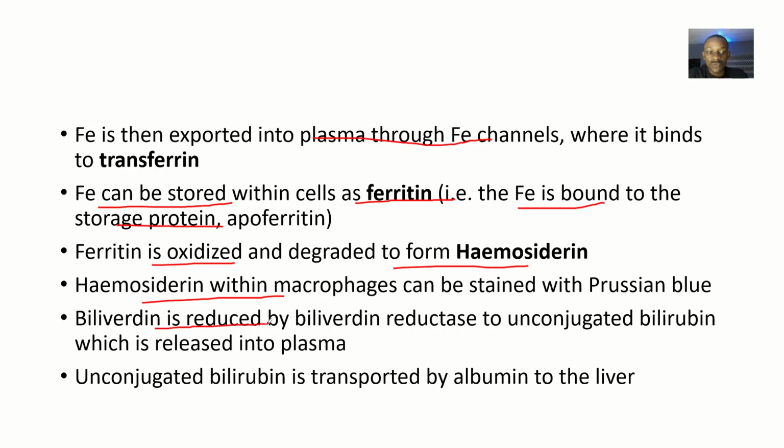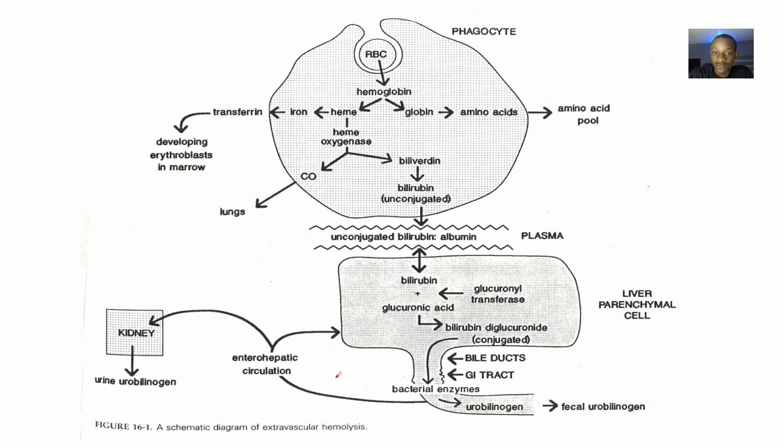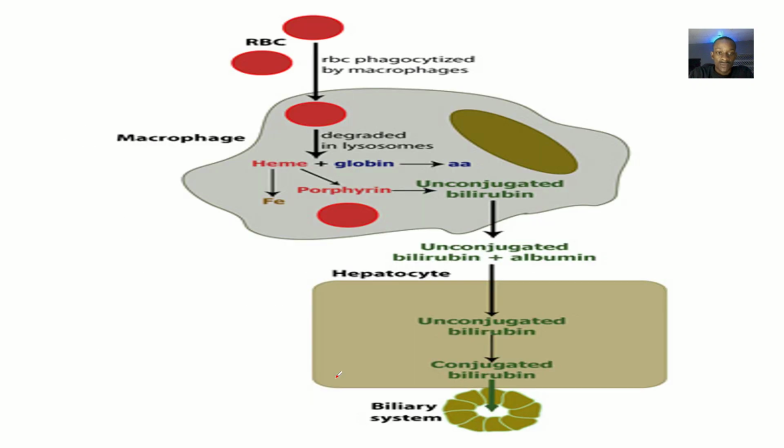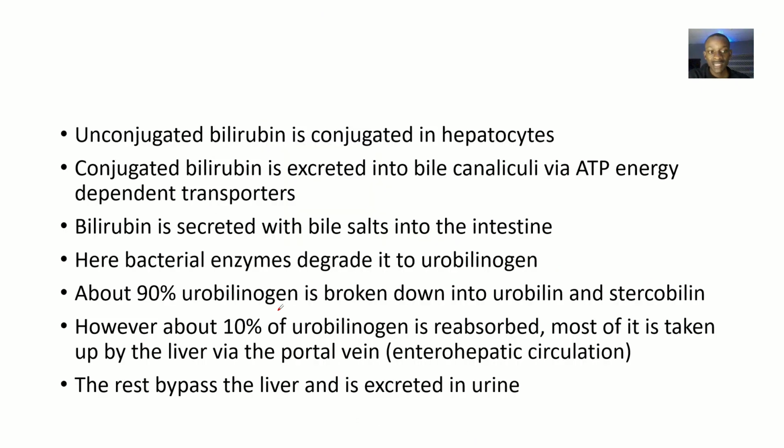Also, biliverdin is reduced by biliverdin reductase to unconjugated bilirubin, which is then released into plasma. Unconjugated bilirubin is transported by albumin to the liver. Okay, the whole story continues on this last slide.